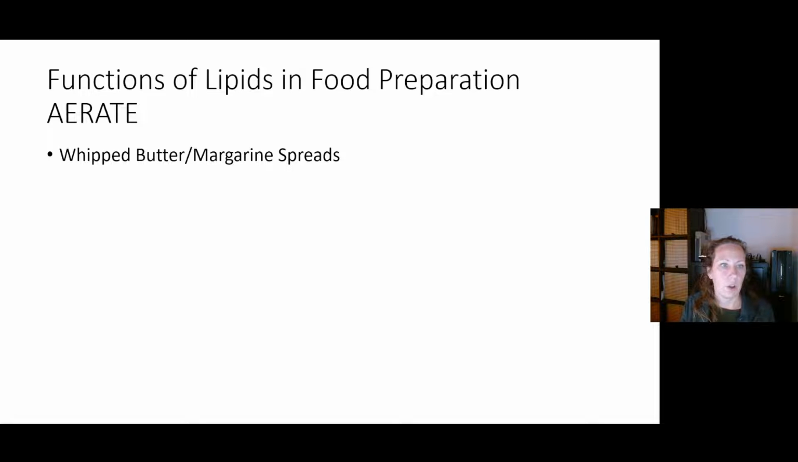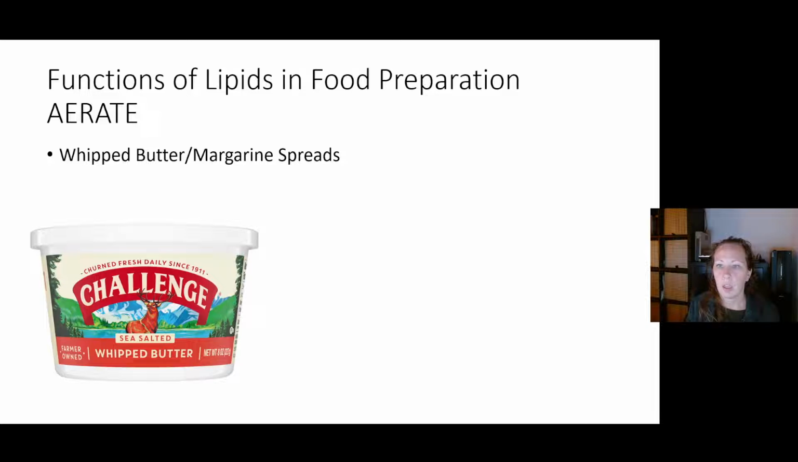Okay, so continuing with aerate, we also see this in whipped versions of butter or margarine. You can buy just regular butter that has been whipped and it's in a tub. The book talks about sticks, but whipped butter isn't really sold in sticks, at least not now. I don't know if it used to be. Now, you are paying for them to whip it, so you could whip this yourself. It's just blending it with a hand mixer or in your KitchenAid mixer or whatever. But you do pay for this.